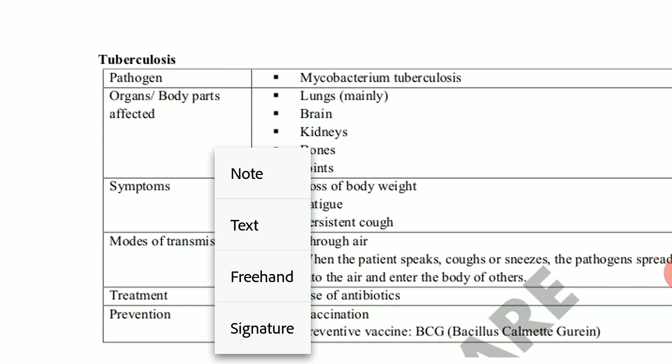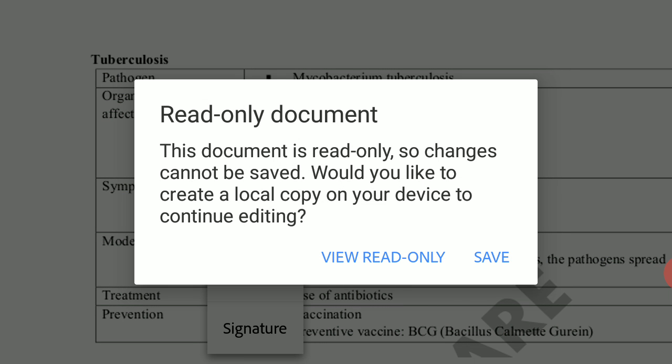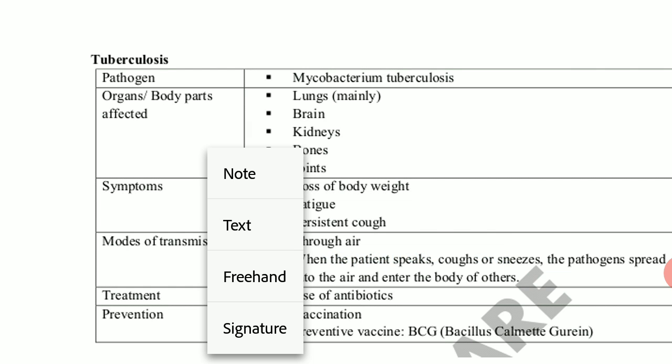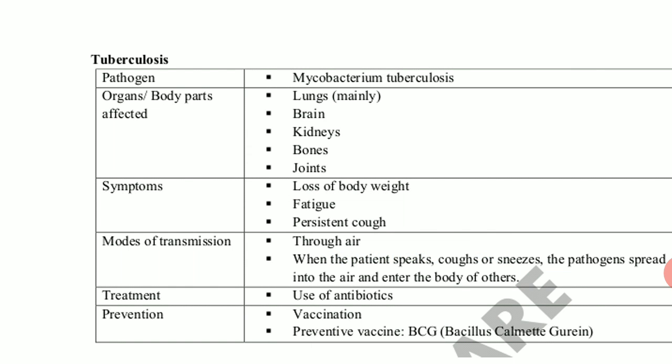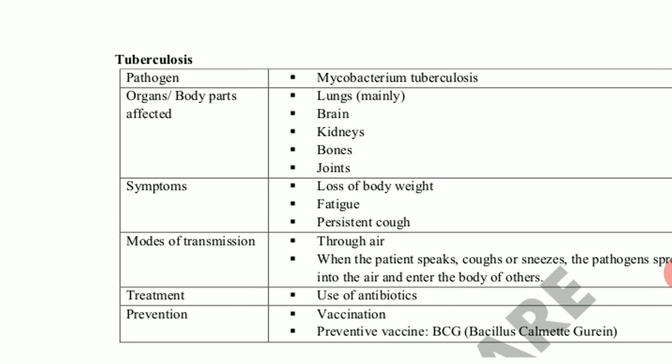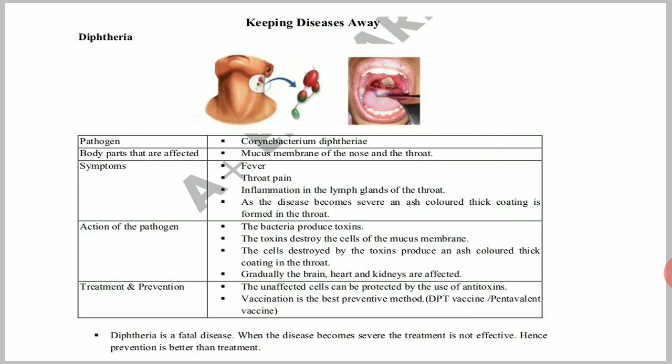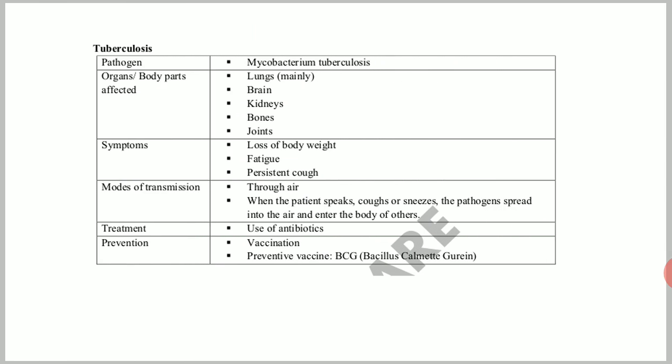What is the pathogen of diphtheria? Diphtheria, it is Corynebacterium diphtheria. Here it is Mycobacterium tuberculosis.